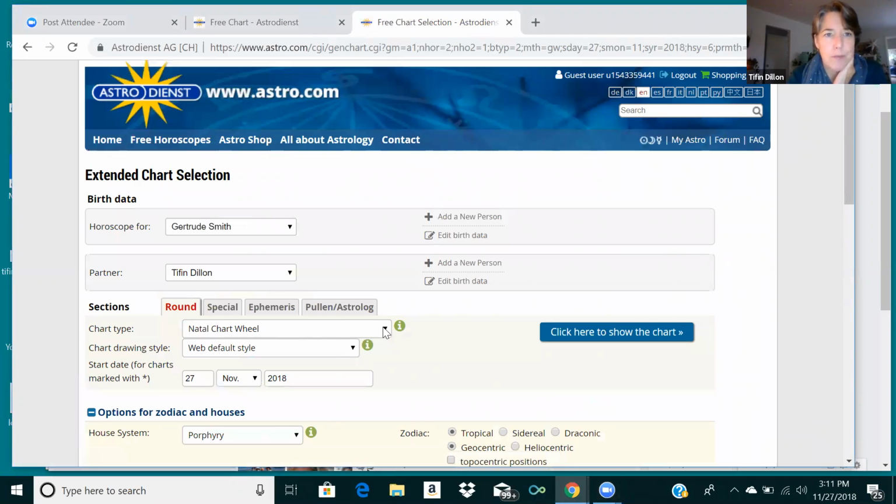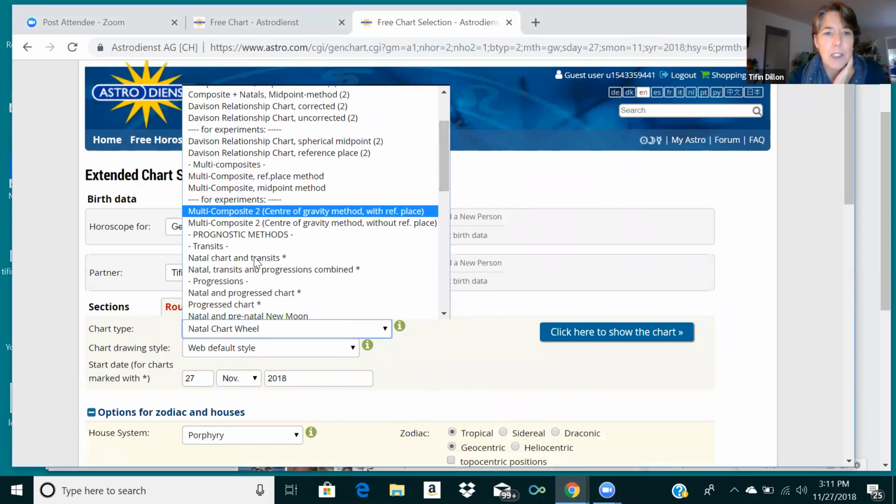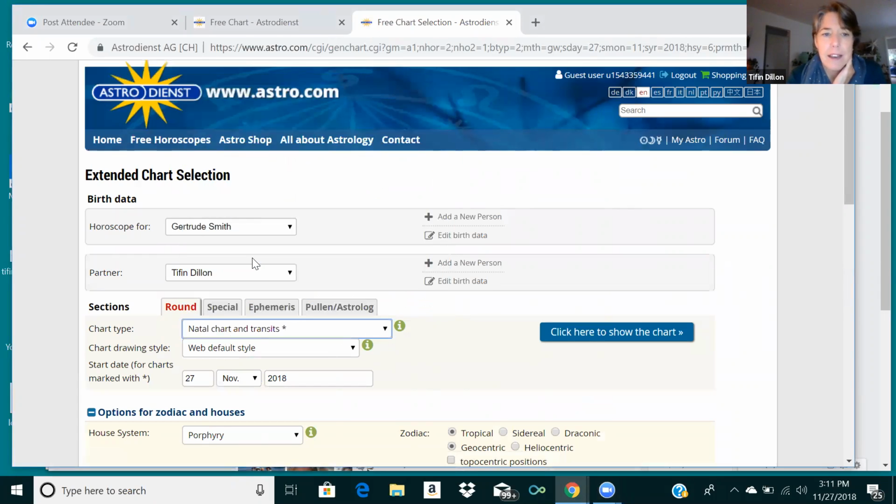If you choose chart type, and you're going to have to scroll down a bit, natal chart and transits, you choose a date for when you want to find out where the planets will be. And let's take a look at December 6th. This is the date of the new moon. So all I've done is I've changed this to natal charts and transits, and I've put in the date that I want to look at.